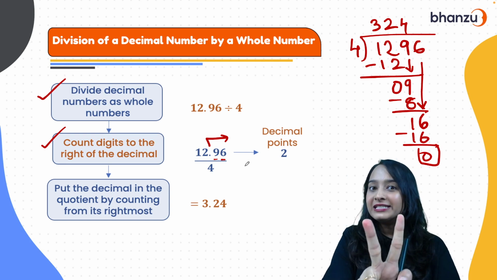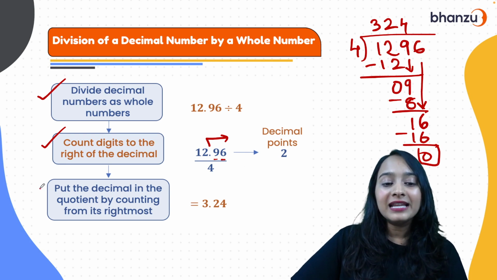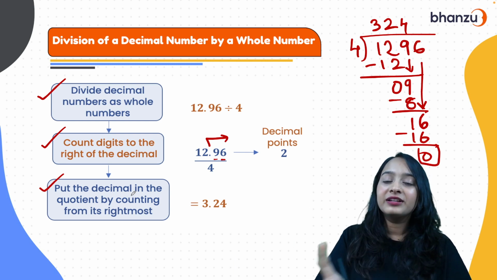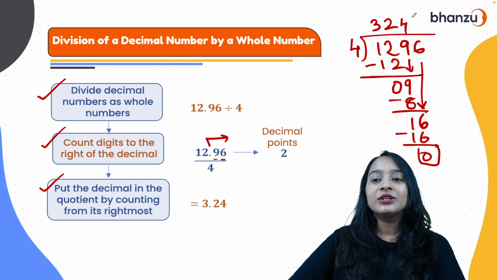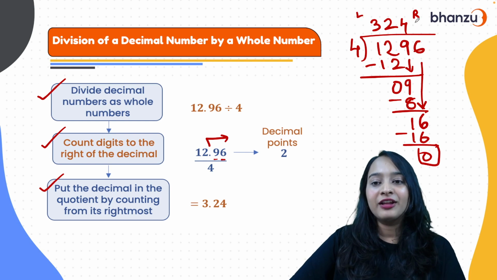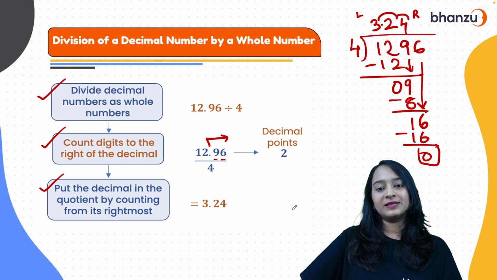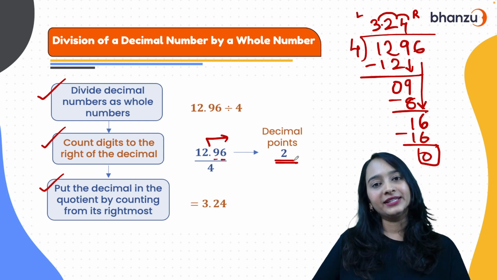We have 2 digits. So put the decimal in the quotient by counting the same number of digits from the rightmost. So this is the rightmost and this is the left. So from the rightmost, you'll have to leave 2 digits and place your dot, because you have 2 digits after the decimal point.